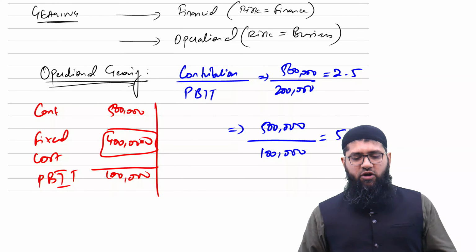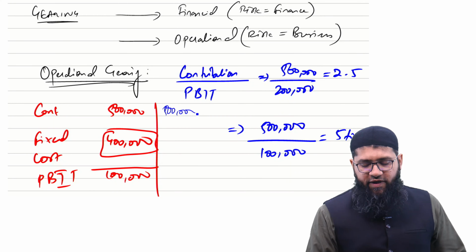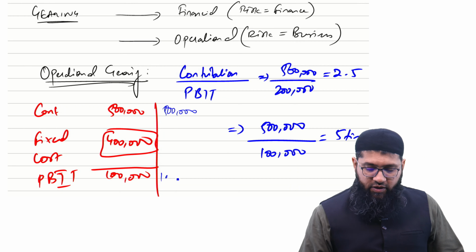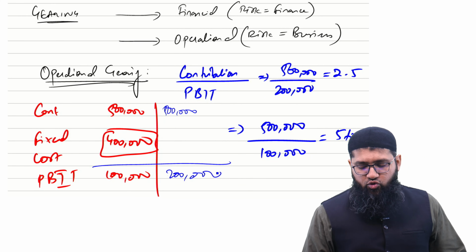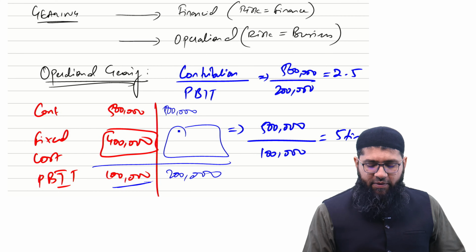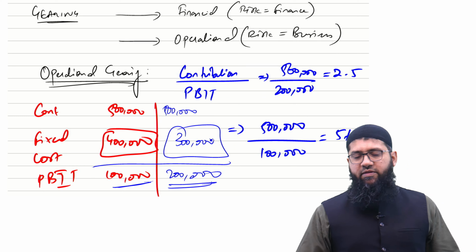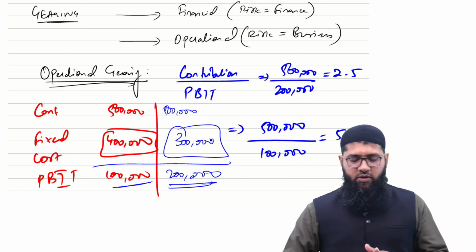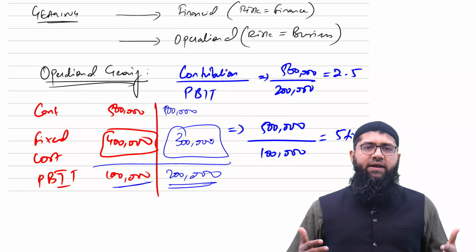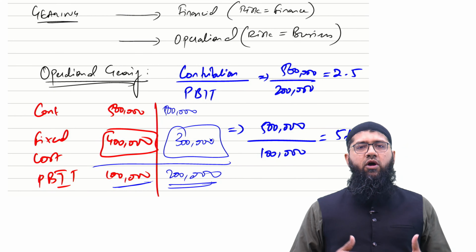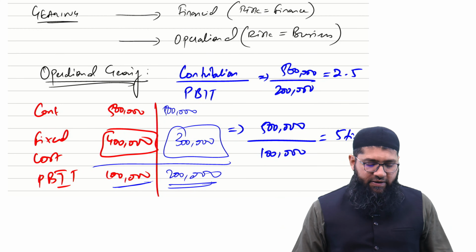Now, higher fixed cost is an issue. Similarly, if I could do a comparison, if this is 500,000 and this is 200,000, hence this is going to be 300,000. So you've got contribution less the fixed cost, you end up getting the PBIT, the profit before interest and tax.